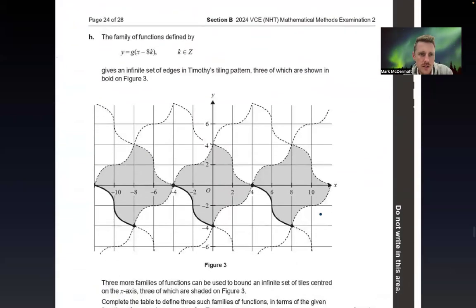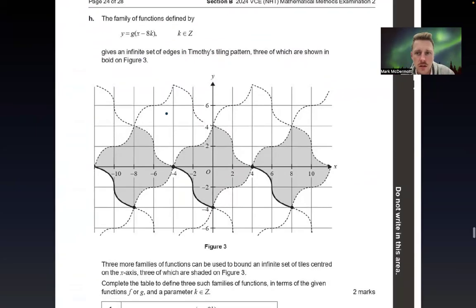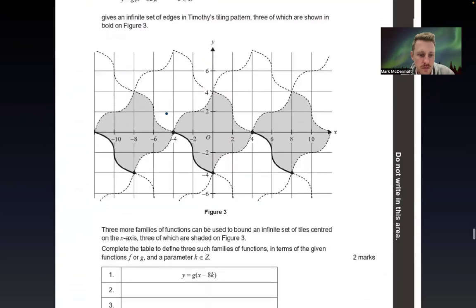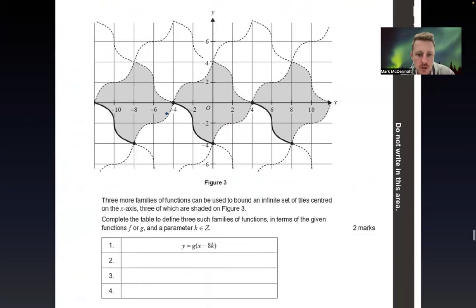A family of functions can be defined by y equals g of x minus 8k, where k is an integer, giving an infinite set of edges in Timothy's tiling pattern, 3 of which are shown in bold in figure 3. 3 more families of functions can be used to bound an infinite set of tiles centered on the x-axis, 3 of which are shaded in figure 3. Complete the table to define 3 such families of functions in terms of the given functions f or g and parameter k.